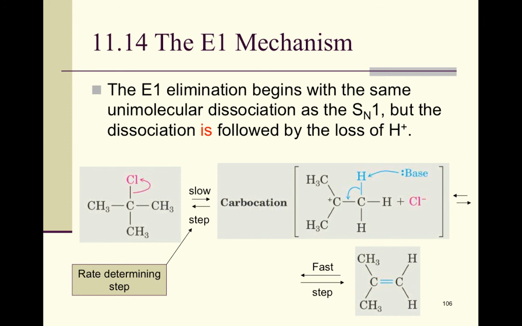The elimination begins with the same unimolecular dissociation as in SN1, but the dissociation is followed by the loss of H+. Chloride, our leaving group in this case, leaves in a slow rate determining step forming the carbocation. After the carbocation is formed, the base is going to come in and take this hydrogen. It's the alpha position. The alpha hydrogen is one away from the carbocation. The pair of electrons that was holding this hydrogen and carbon is going to now form the pi electrons for the carbon-carbon double bond in a fast step, forming our alkene.